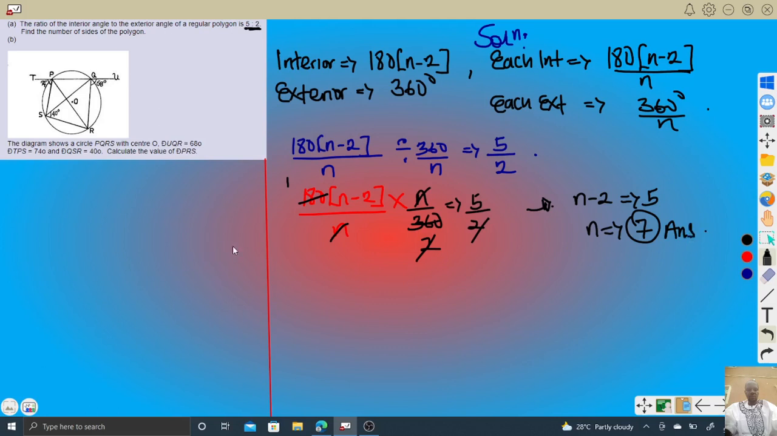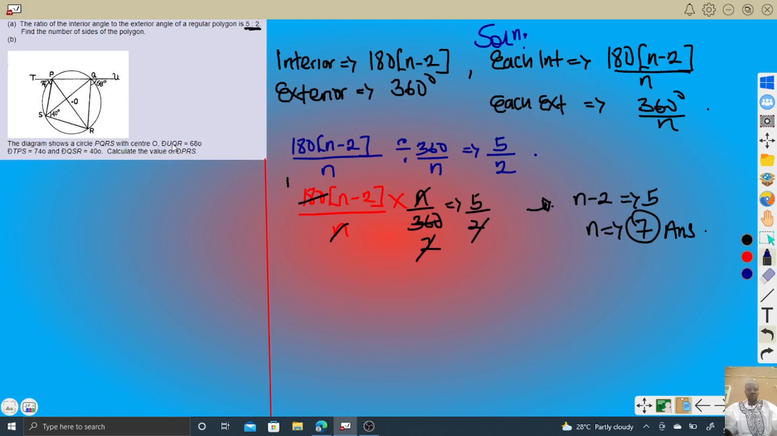So guys, the next question is this diagram. The diagram shows a circle PQRS. We've done something like Polygon there before. Cyclic Polygon, I think it's the same concept. So let's look into this together. PQRS is with a center of O.